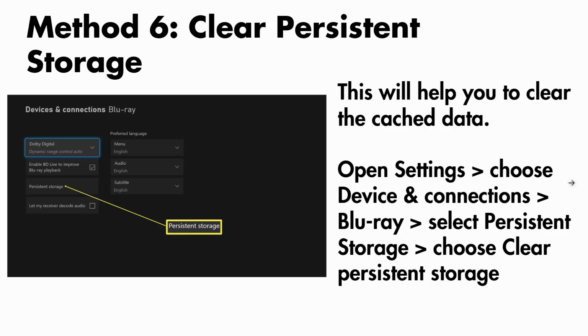If not, next is to clear persistent storage. So this will help you to clear the cached data. You have to open settings on your Xbox, then select device and connections. Now click on Blu-ray, then select persistent storage and then select clear persistent storage.